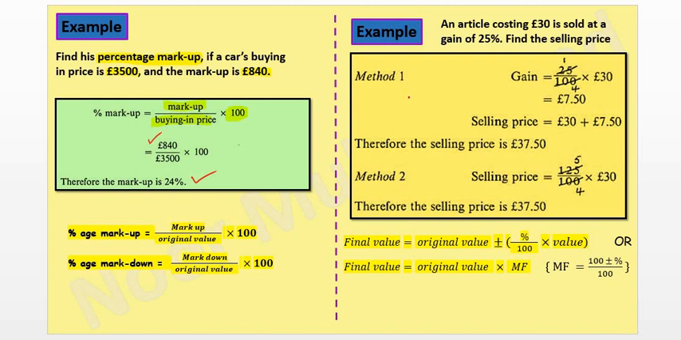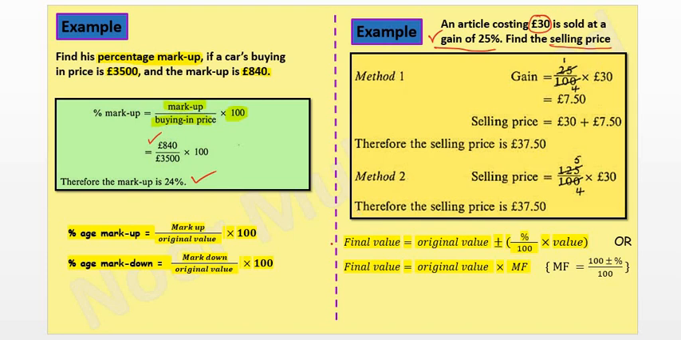Now the second type of question in this exercise will be of the type: an article costing 30 pounds is sold at a gain of 25%. This shows that this is the original price of the article, and when the shopkeeper sold it, he gained a profit, or some extra amount in the ratio 25%, right? Find the selling price. So they want us to find the final price.